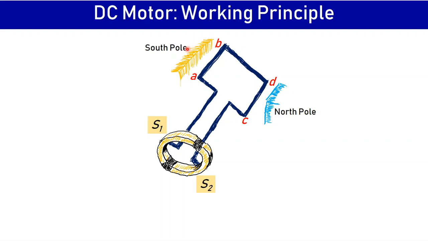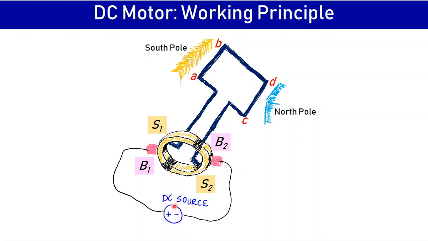Again, I am showing the poles here. So I'm assuming that this conductor AB is under the south pole and conductor CD is under the north pole. Now, to give electrical energy to this coil, we take two brushes which are in touch with the segments of the commutator. These two are stationary parts. I have called them brush B1 and brush B2. These are made of carbon.